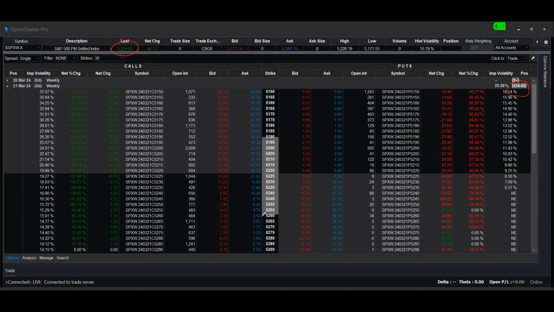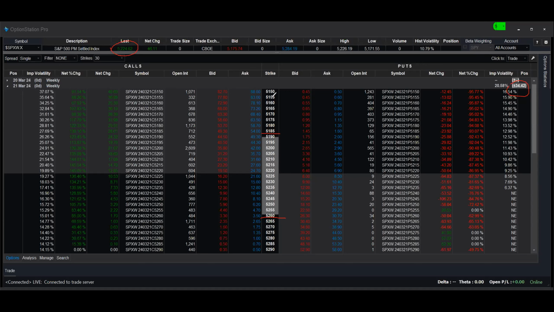$52.58. Okay, so let's just say the 52.60s. And if I take 52.24 and I subtract 34 from it, what do I get? Yep, 51.90. Okay. So I got my calls on the left, meaning the people who are looking for the market to go long. I got my puts on the right. People are looking for the market to go short.